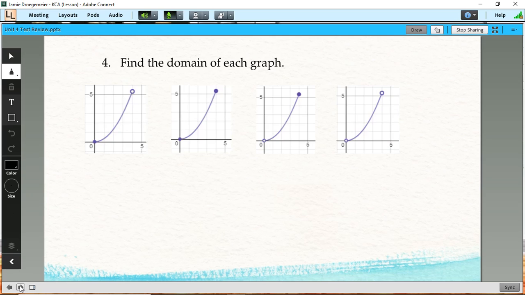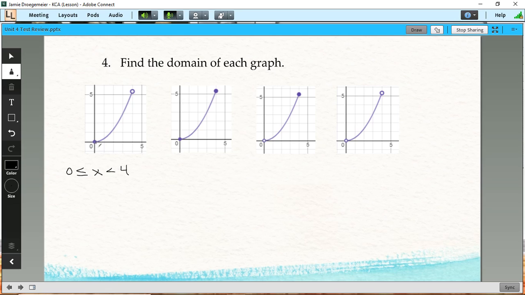All right, then number 4. Here we have 4 different graphs, and they want us to find the domain of each graph. And so with each of these, domain is our x values. With each of these, they're starting at 0 and going to an x value of 4. But you'll notice sometimes we have a closed circle, sometimes we have the open circle. So anytime we have the closed circle, that means that it can be equal to 0. When we have the open circle, that means it can't be equal to that number. It can't be equal to 4.